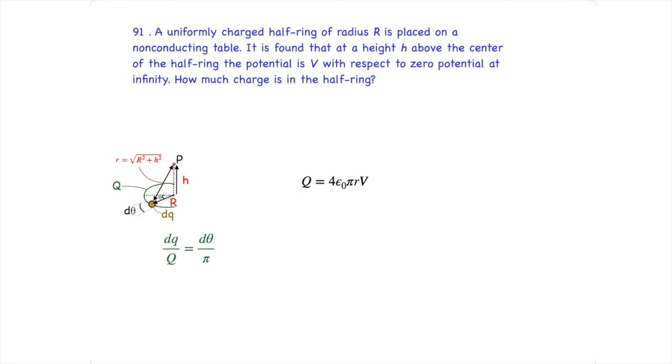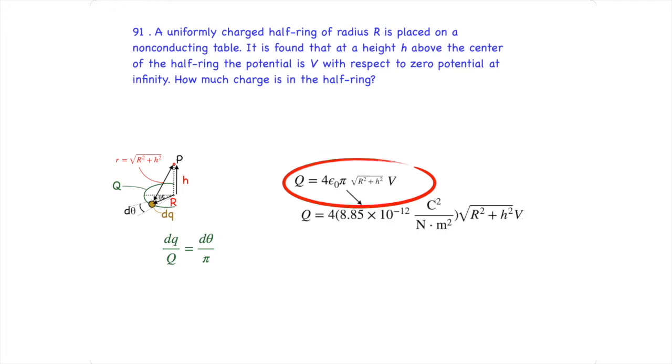4 pi and epsilon naught are constants, and V and capital R are known parameters of the problem. But what is little r? The problem does not mention little r. We can see from our diagram that little r is related to the known quantities capital R and h. So let's substitute to get rid of little r. That looks better. This is a meaningful answer because it only depends on the constants and the given parameters.